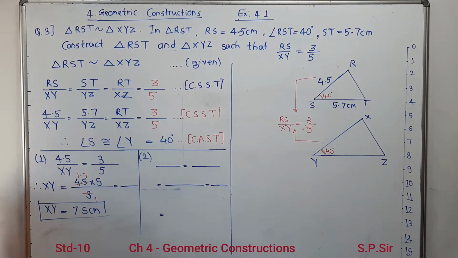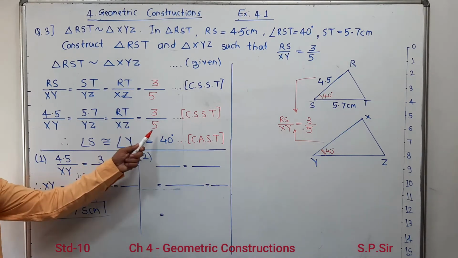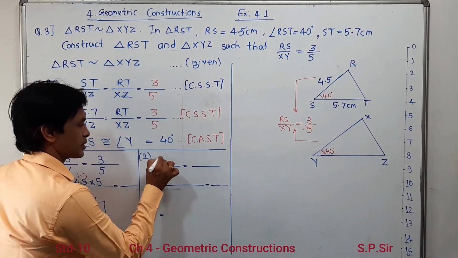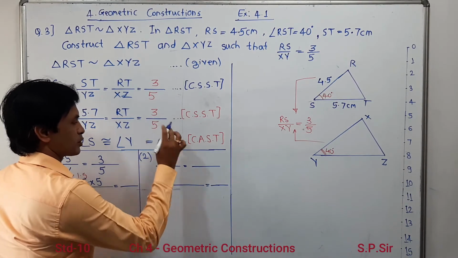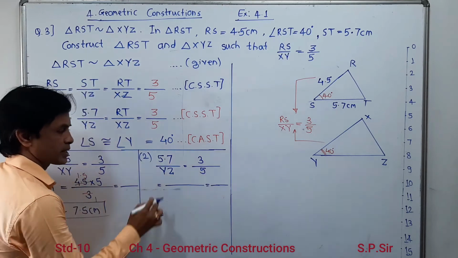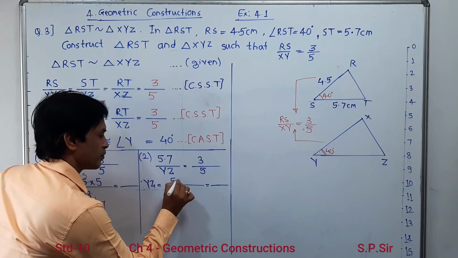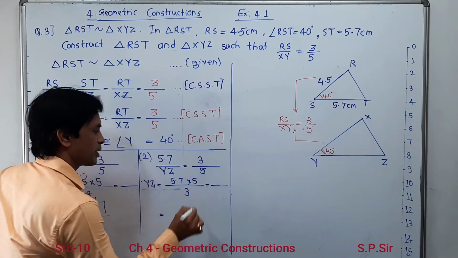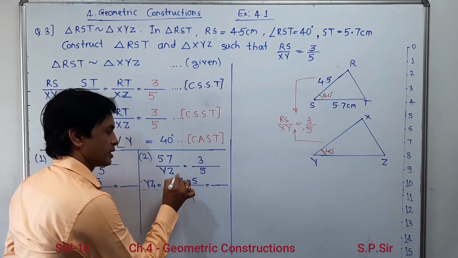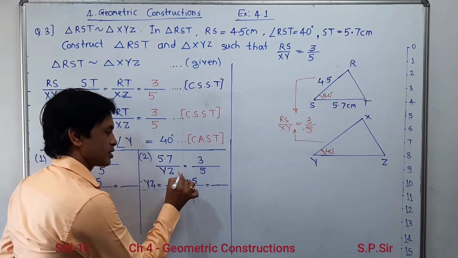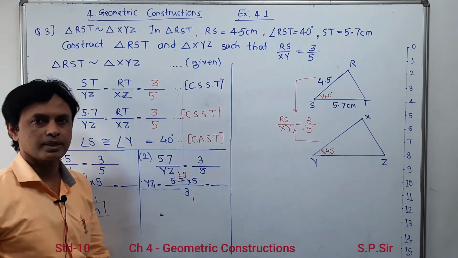Now your next calculation over here, 5.7 upon YZ is equal to 3 by 5. Naturally YZ is equal to 5.7 into 5 divided by 3. Again dividing it by 3, 3 ones are 3, and here 3 nines are 27. So it becomes 1.9 into 5.